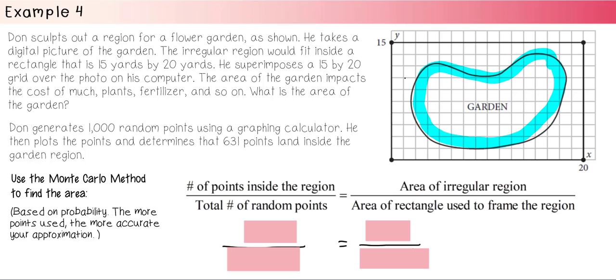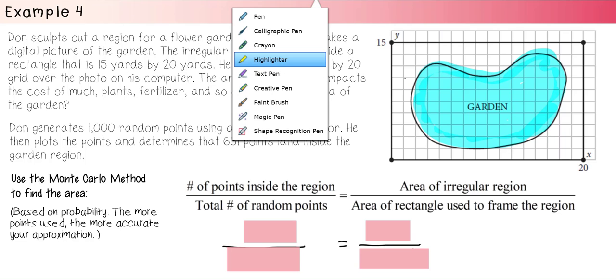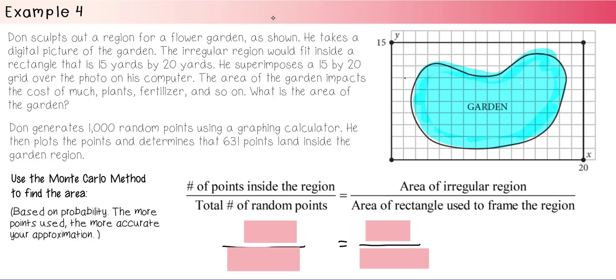And there is no easy way to find the area of this garden shape using traditional area formulas. So he takes a digital picture of this garden and he's going to find the area using this digital method. He discovers that the irregular region would fit inside a rectangle that is 15 yards by 20 yards. He's going to superimpose a 15 by 20 grid over the photo, as you see in this image on the right side of the screen.